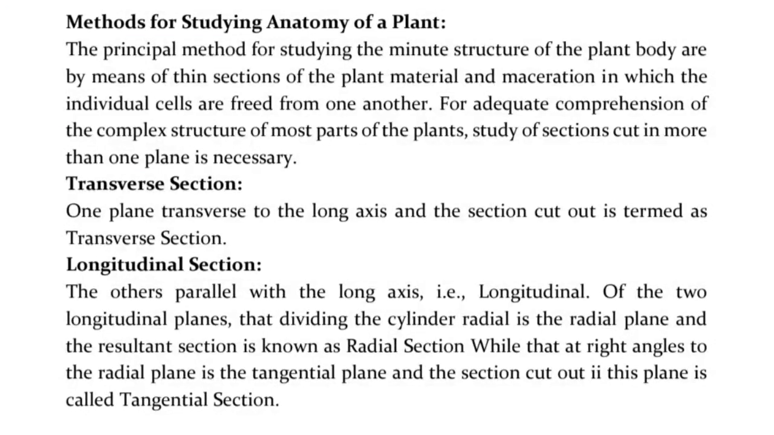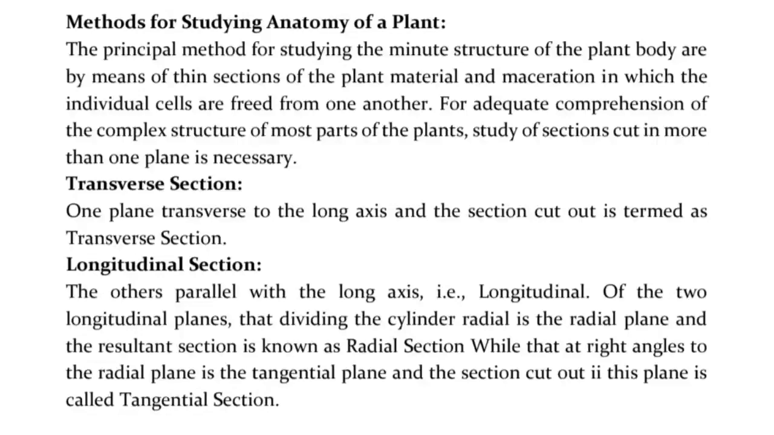Methods for studying anatomy of a plant. The principal methods for studying the minute structure of the plant body are by means of thin sections of the plant material and maceration in which the individual cells are freed from one another. For adequate comprehension of the complex structure of most parts of the plants, study of sections cut in more than one plane is necessary.